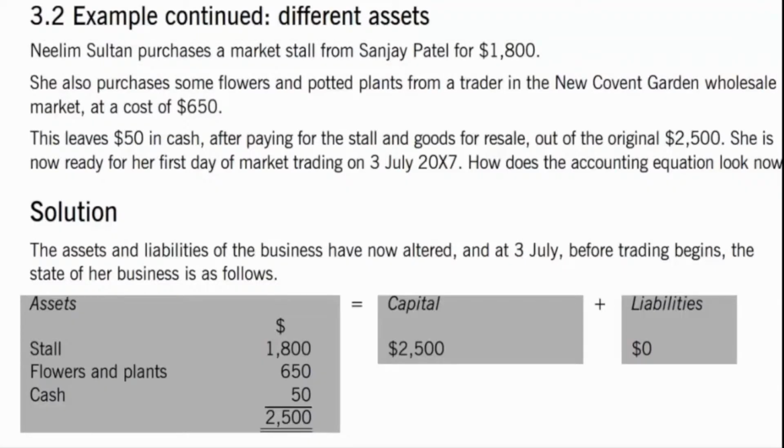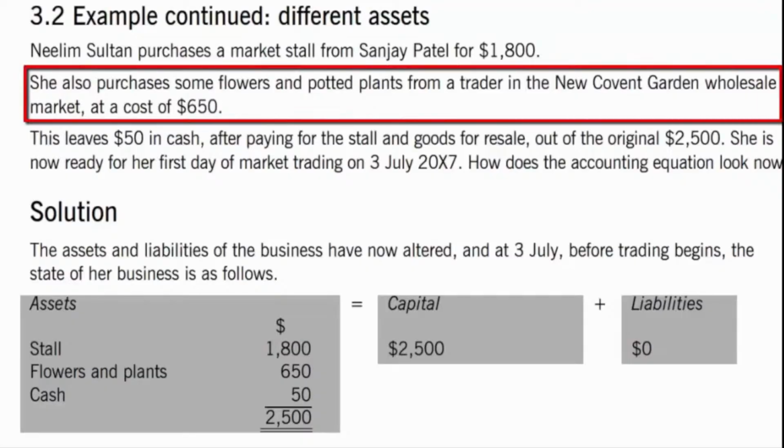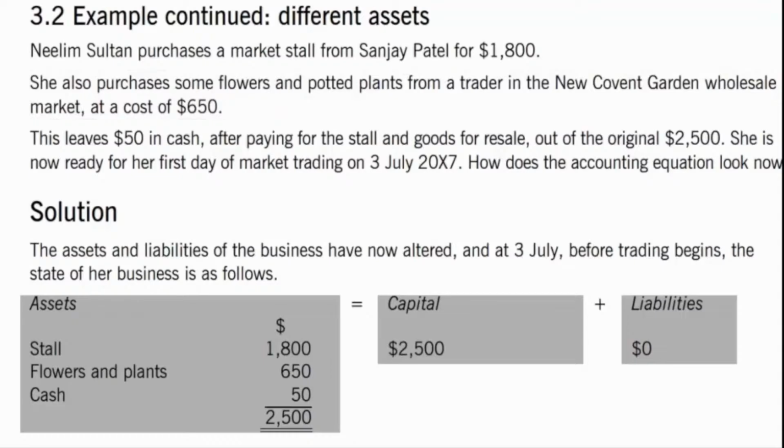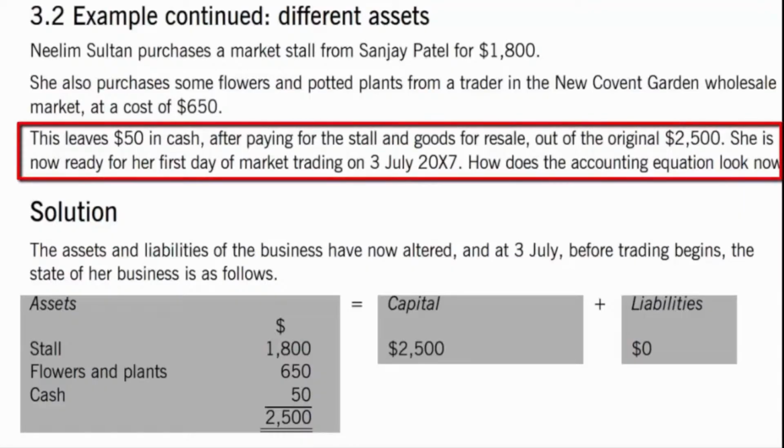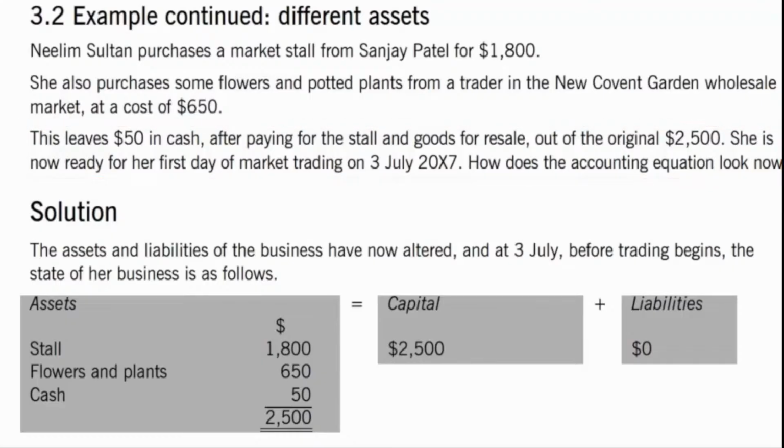2. Buying flowers and plants. She also buys flowers and potted plants from a supplier for $650. These are also assets because they are inventory that the business will sell to customers. 3. Remaining cash. After these purchases, Neelam has only $50 left in cash. This cash is part of her business's assets, though it's now a much smaller amount. Let's now update the accounting equation to reflect these purchases.